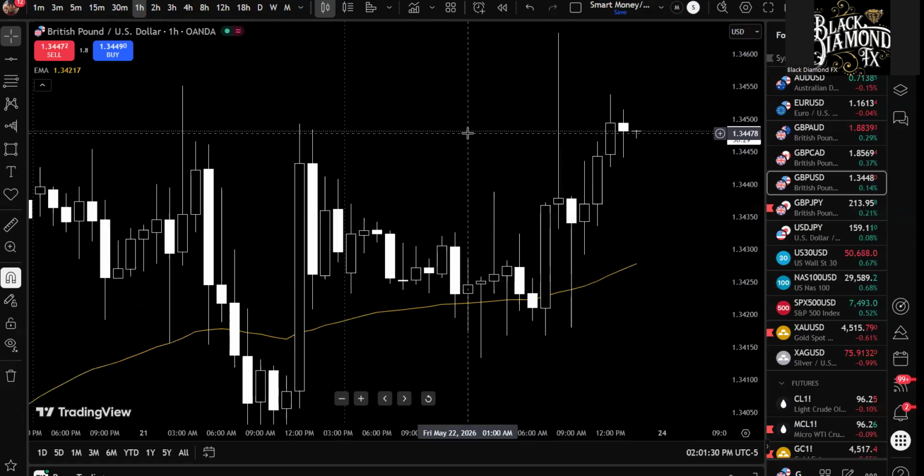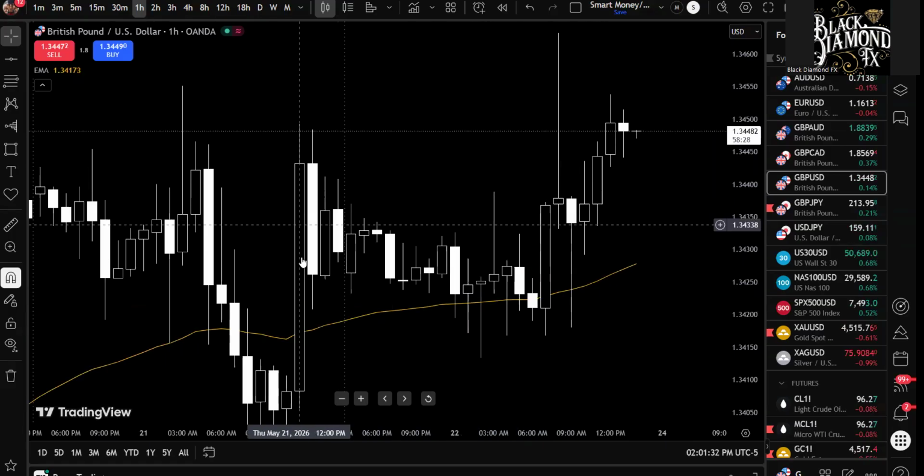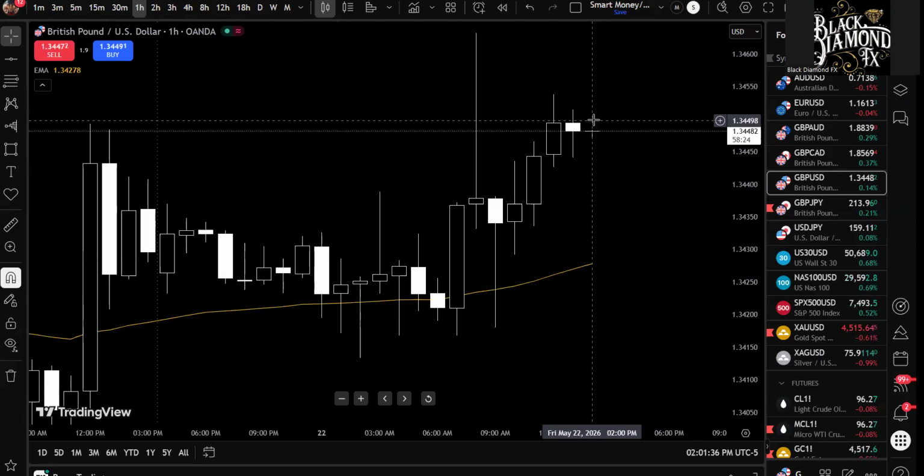But for the most part, these are your bull candles. These are your down candles. And that is how they form.